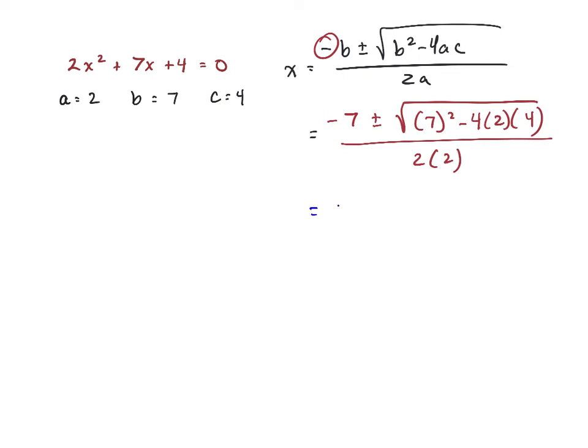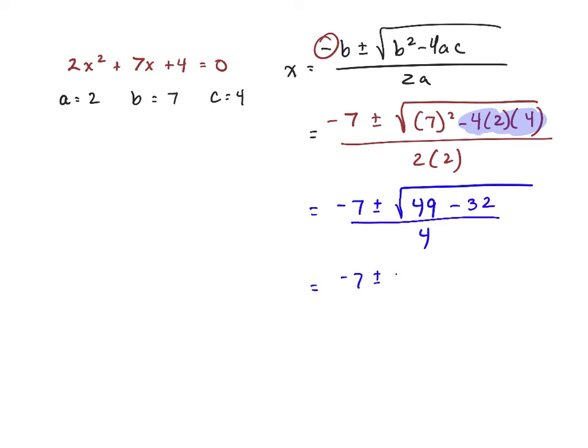And let's go ahead and clean this up. Square the 7, take care of that exponent, 49. And right here, we're going to do all that multiplication. So negative 4 times 2, that's negative 8. Negative 8 times 4, negative 32. All over 2 times 2, which is 4. Negative 7 plus or minus square root, what's that give us? 17, I think. That looks right. All over 4.